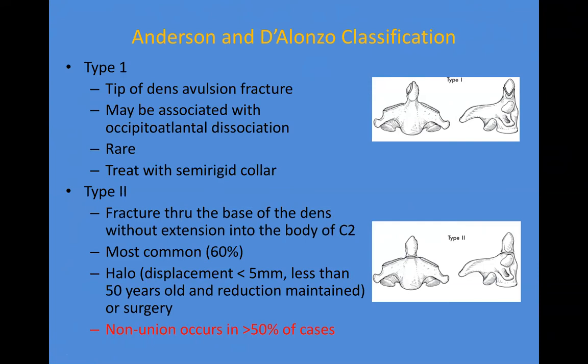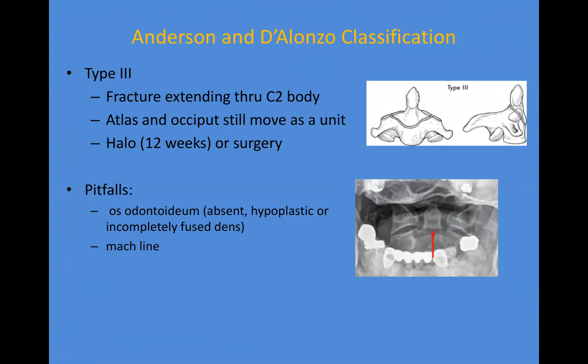This is the most common fracture pattern, and the problem with it is that more than 50% of these cases result in non-union, which was what we just looked at, meaning that those fractures don't heal in greater than 50% of the time. And so that's why if you put them in a halo and they're not improving, some of these patients will go to surgery because the risk of non-union is so high. The type 3 fracture was the other fracture that we looked at, where we had that kind of curvilinear fracture line extending down into the vertebral body. And that's also either a halo or surgery, and less common than the type 2 fracture.